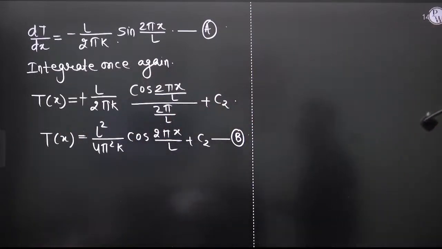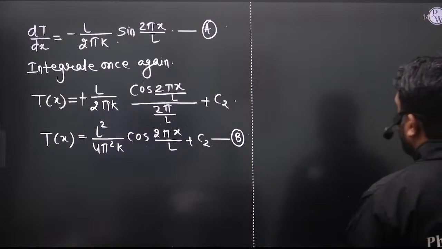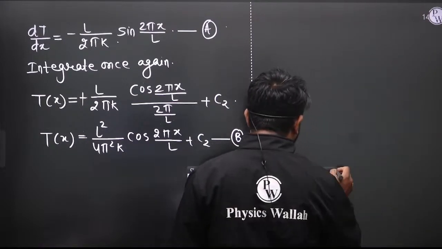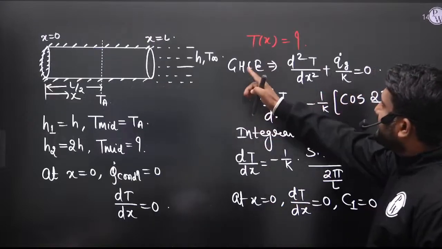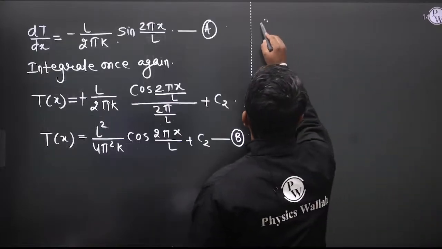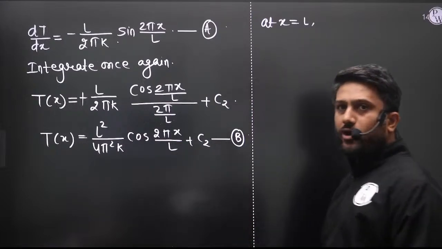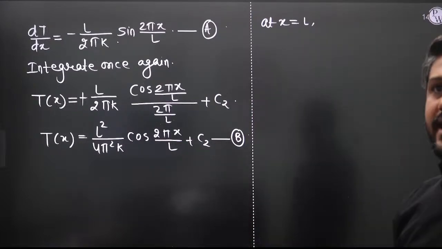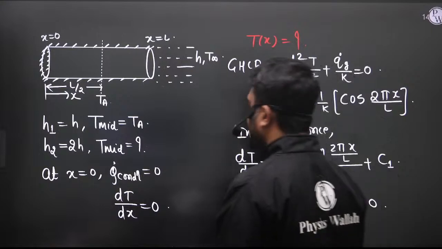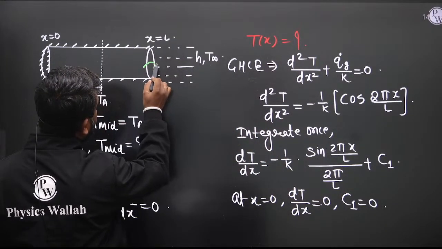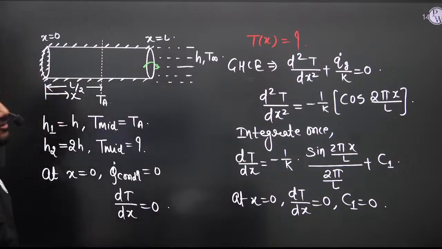Okay. Now try to find out the C2. Now see, if you see at x is equal to L, can we say at x is equal to L, if you perform the energy balance at x is equal to L, whatever the conduction is there, that is equal to the convection. At x is equal to L, whatever the conduction occurs at x is equal to L, that is equal to the convection.